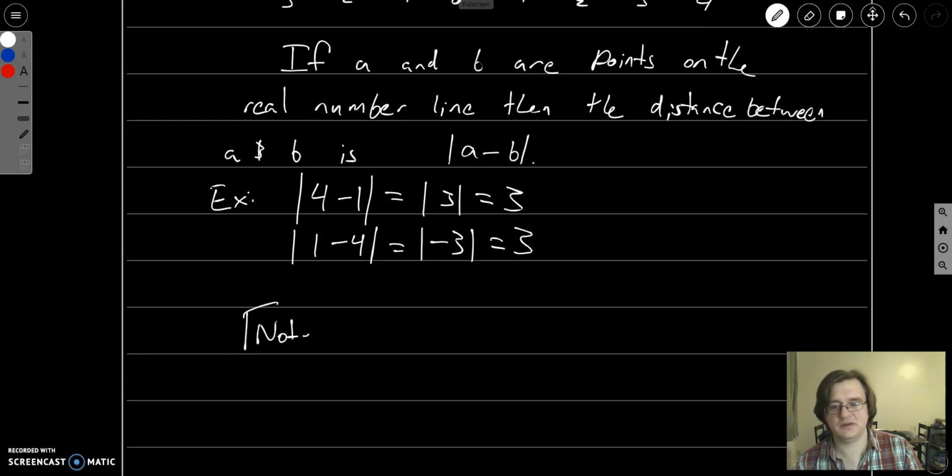Let's say note, the absolute value of a minus b is equal to the absolute value of b minus a. Because it doesn't matter if you're walking forward or walking backward, you'll still travel the same distance.